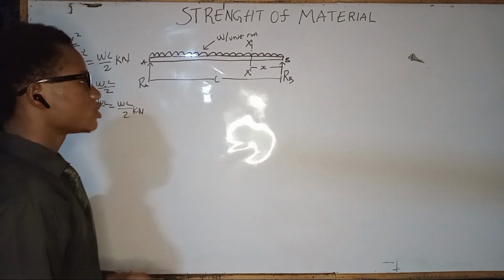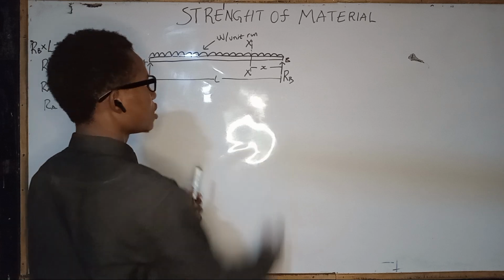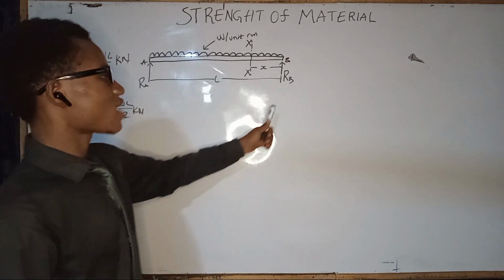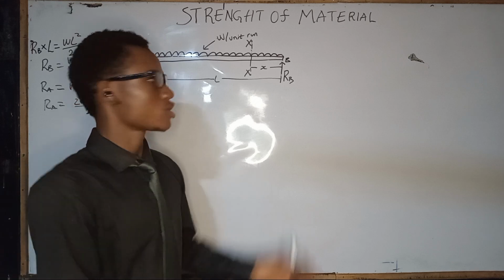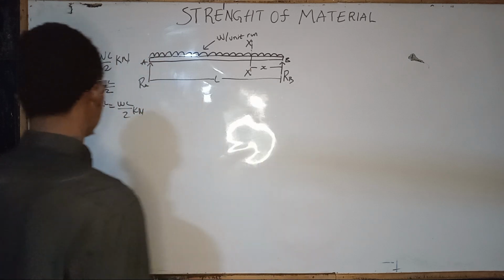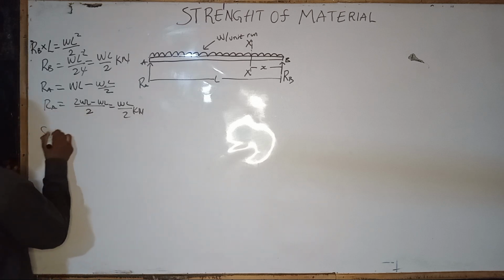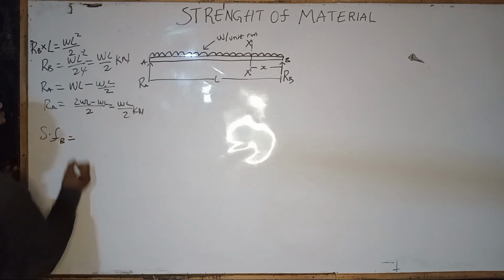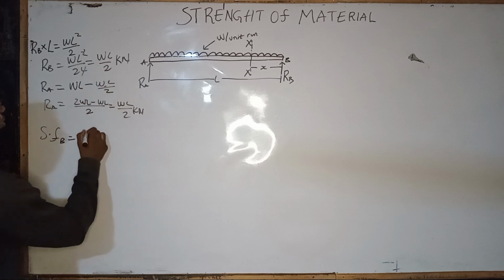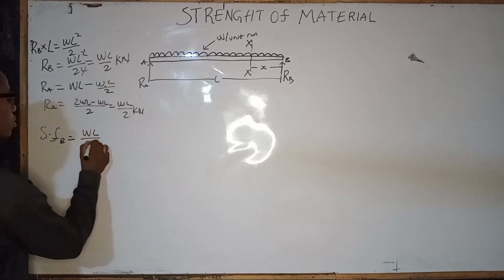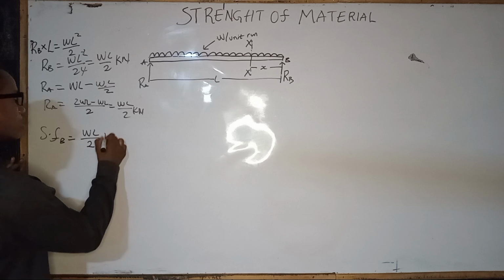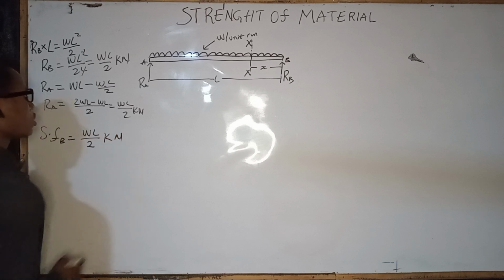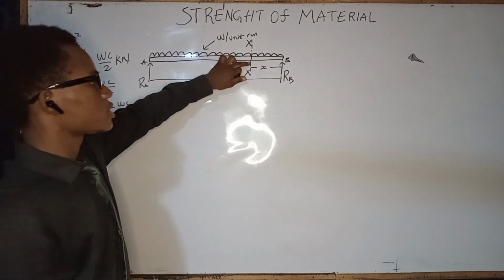Now looking for the shearing force at B, our shearing force at B would be the same as the reaction at B, because we do not have another load at or after that point. So we have our shearing force at B equal to the reaction at B, which is WL over 2 kilonewton.